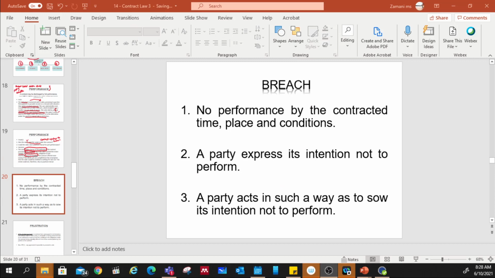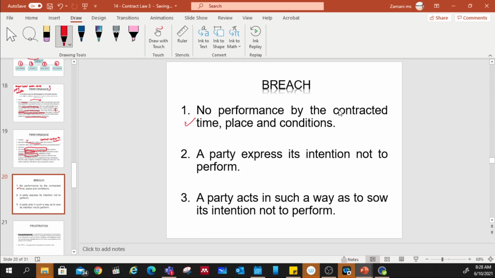Okay, the next one is breach. Maybe you are very familiar with the term breach of contract. That is related to performance, whether you perform based on the contract or not. So breach is one item that can discharge you from the contract. It's based on performance, which means there's no performance of the contract: time and place in conditions. That's the first one. The second one is where a party expresses its intention not to perform. It means you can tell the other party that you're not going to perform anymore, so you have the intention to breach the contract. Another one is where a party acts in such a way as to show its intention not to perform. So you can conclude that all this is based on non-performance of the contract.